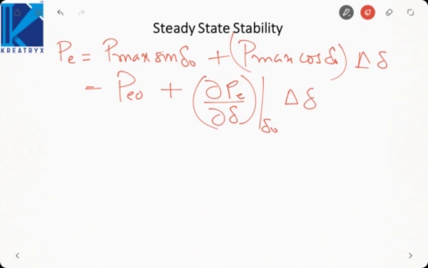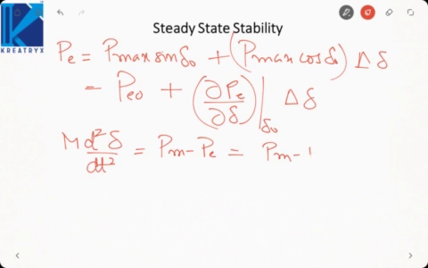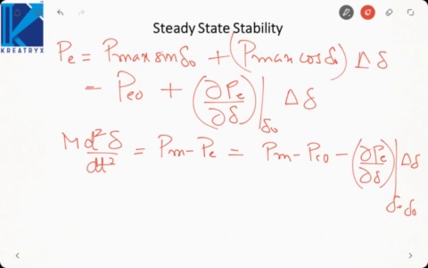Now suppose we apply the swing equation: M d²δ/dt² = Pm − Pe. This will be equal to Pm − Pe0 − (∂Pe/∂δ)·Δδ. Now ∂P/∂δ will be taken at δ0. We know that Pm is equal to Pe0, so this will get cancelled out. Here I have assumed that the mechanical input remains constant, equal to Pe0.